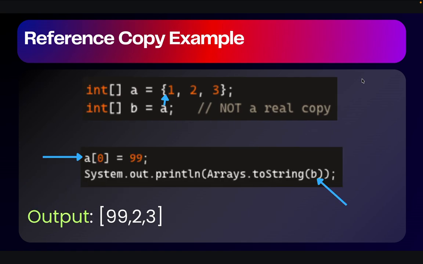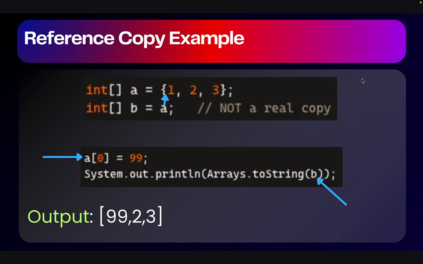So if you take a look at this example, if we were to say, for example, that we want to change the element at index 0 of A to 99, and then we print out the value of array B, the output would be 99, 2, and 3.